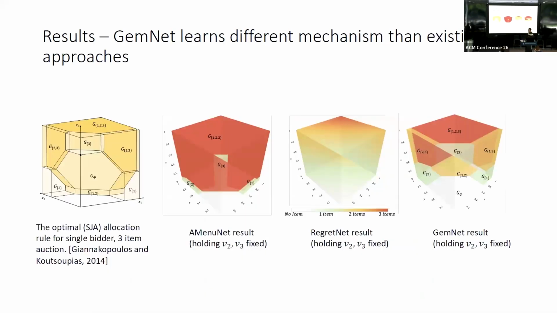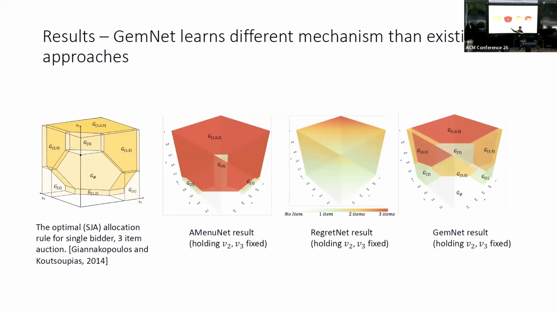And this is another example that I think is quite interesting. This is the case with 3 bidders and 3 items. And the left is shown for an optimal allocation we know for a single bidder, 3 item option. And this is what is known as a straitjacket option. You can see the allocation roughly looks like this. And here's what AManuNet learns.